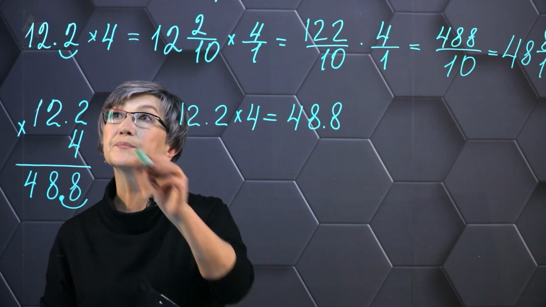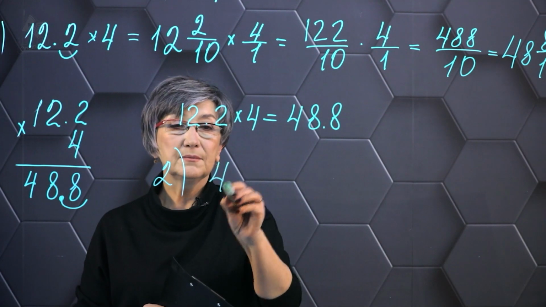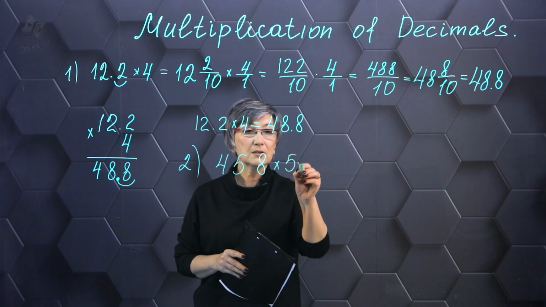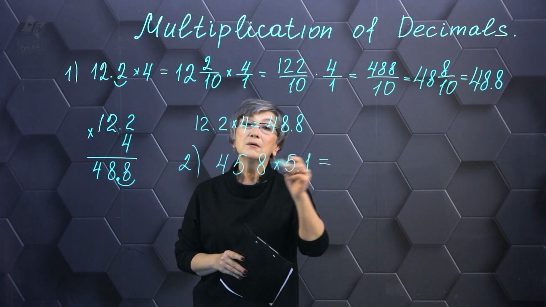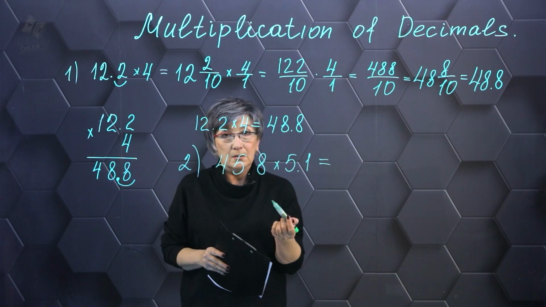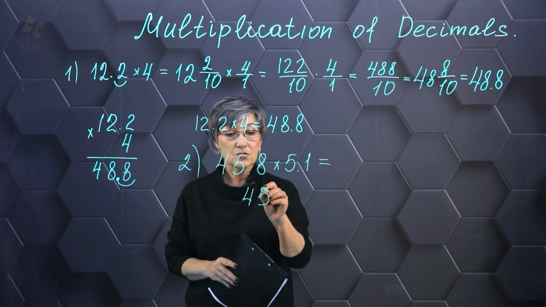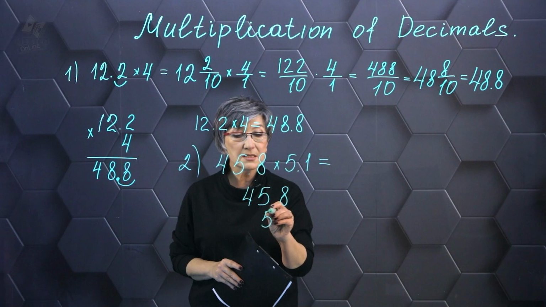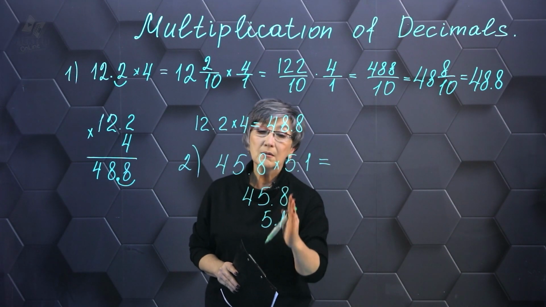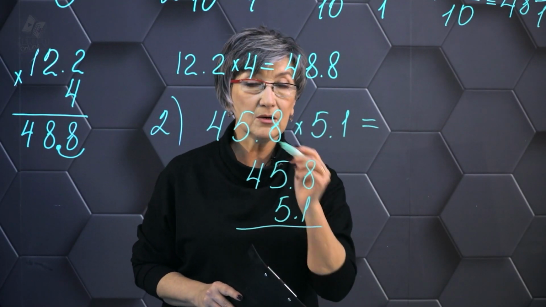And one more example. That was the first example, and now the second example. 45.8 I'm going to multiply by 5.1. In this case, I need to multiply 2 decimal fractions. You and I remember that we don't pay attention to the decimal point, so I'm writing it down: 45.8 times 5.1. The most important thing is that we align the columns on the right side, 8 and 1. Now I'm multiplying.